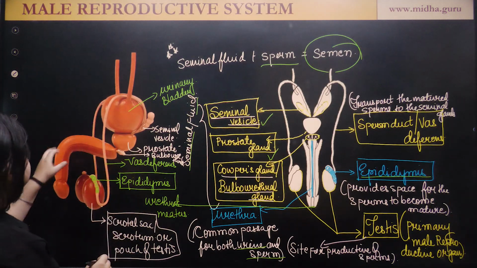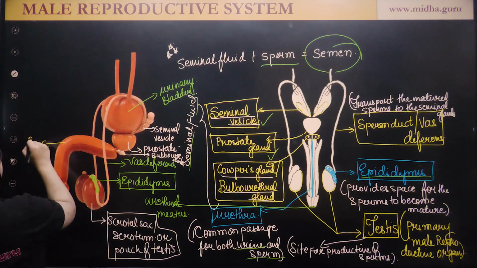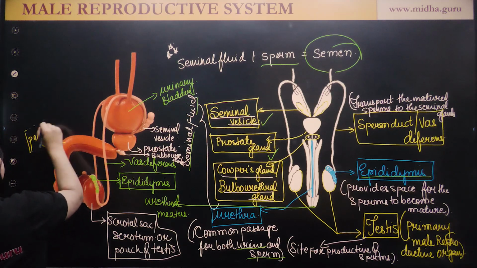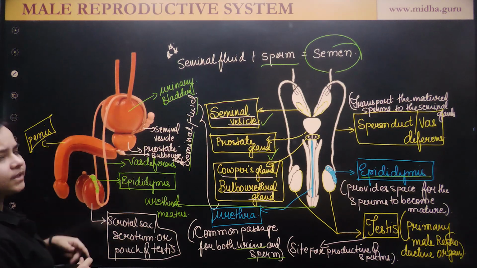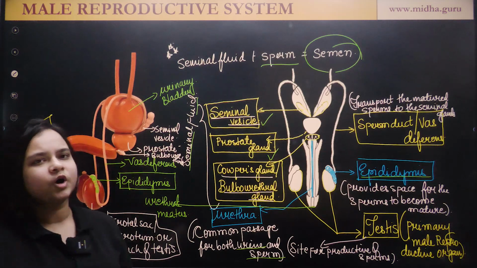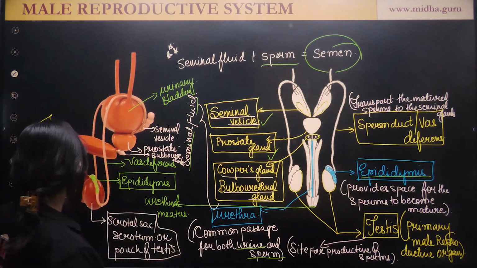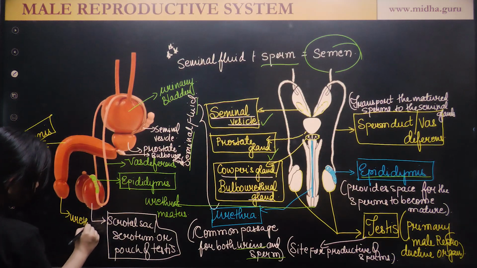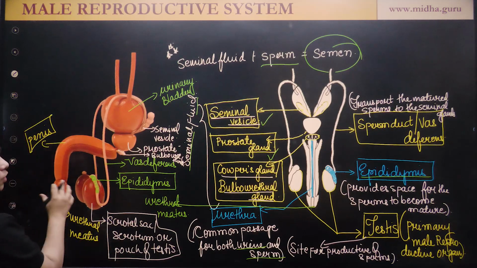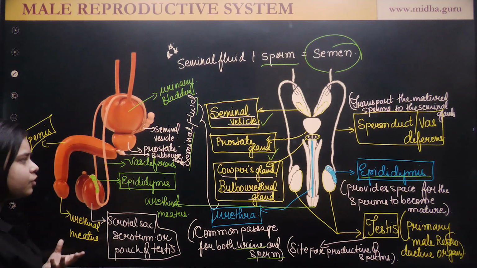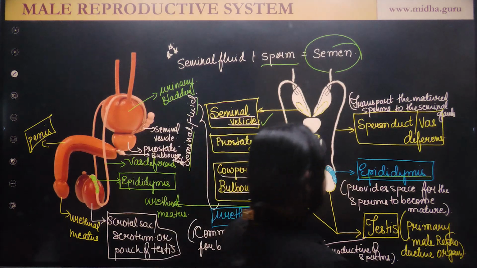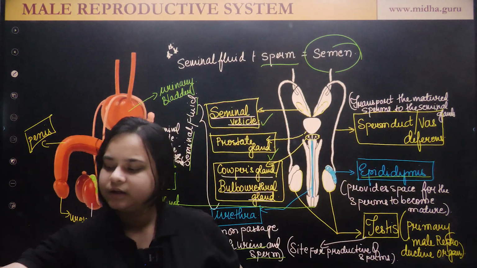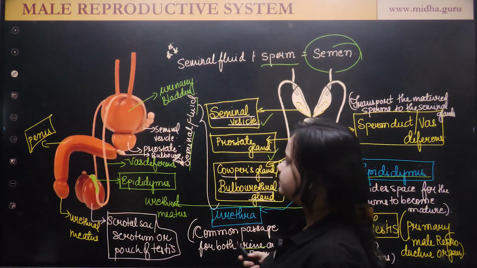This is the penis, which covers or envelopes the urethra. Inside it, there is a narrow passage. We call it urethra. This outer terminating part is called urethral meatus, and this is covered by a loose fold of skin. We call it foreskin. Now let's make a flow chart on this, as we have done in the case of the female reproductive system.